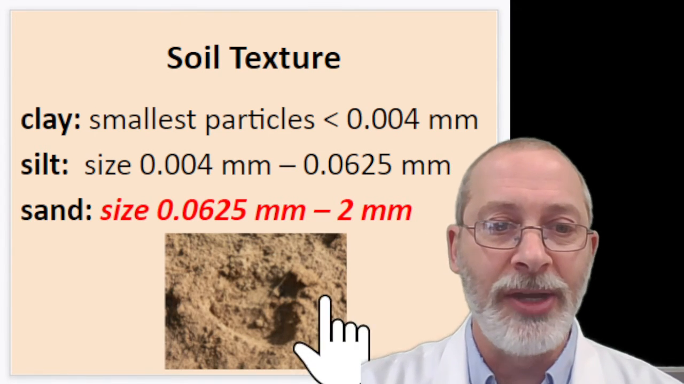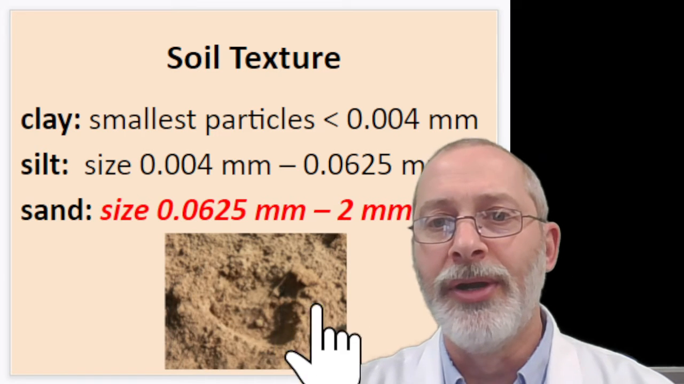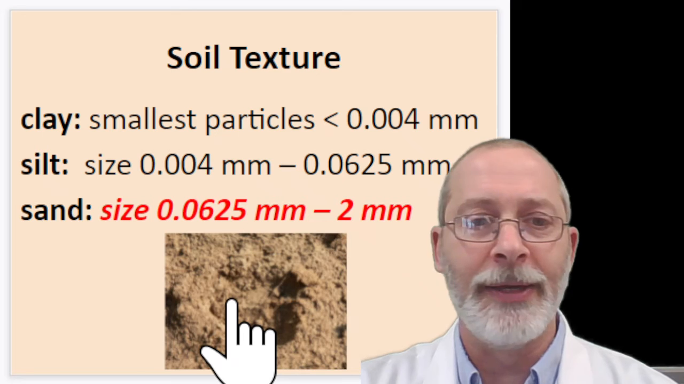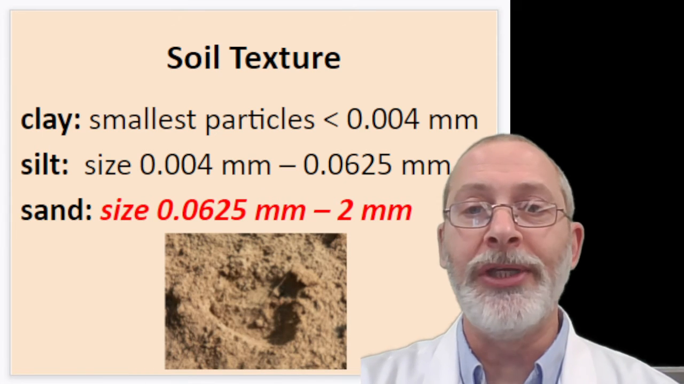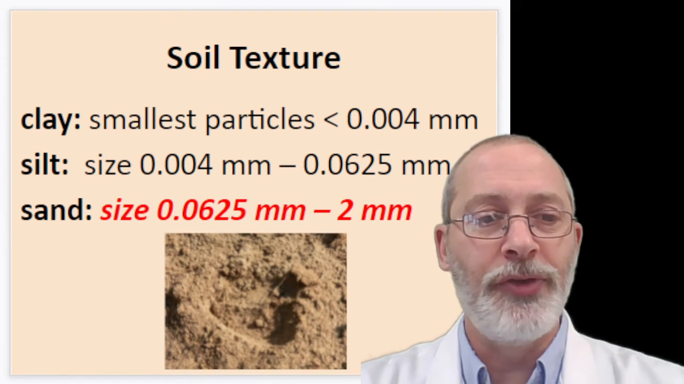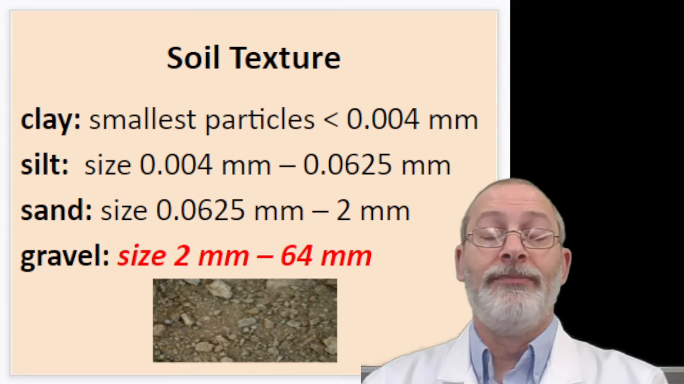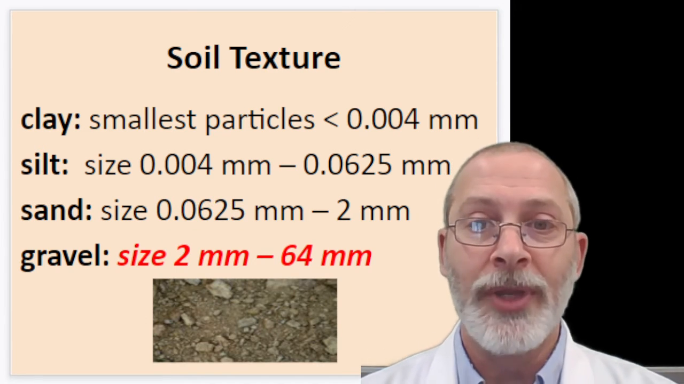But here in this sand, you can see it looks like a deer print in the sand. It's probably on the bank of a stream nearby. You'd see footprints of deer that look like this. And that brings us up to gravel.